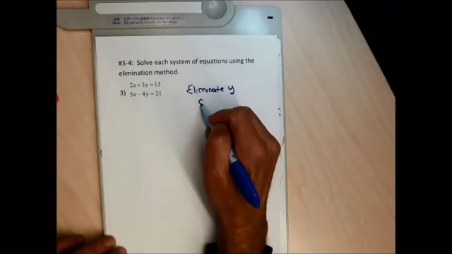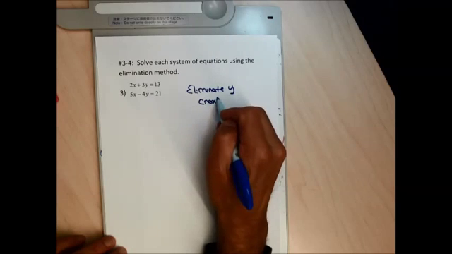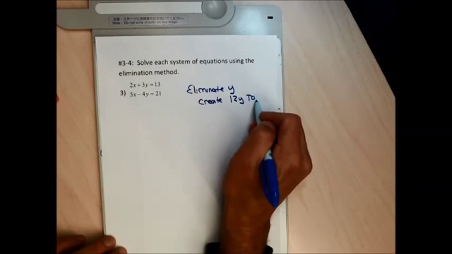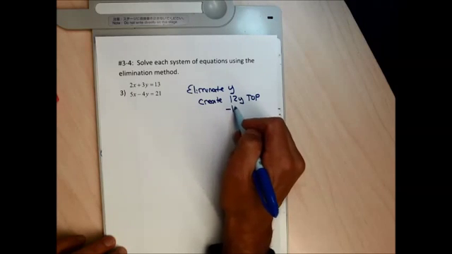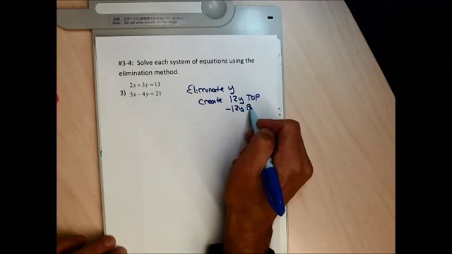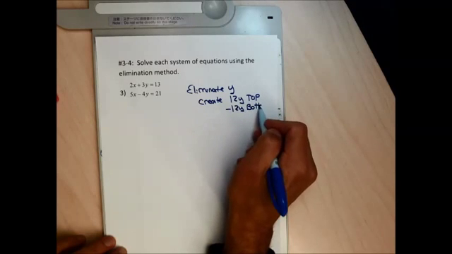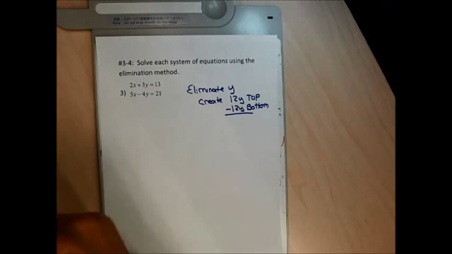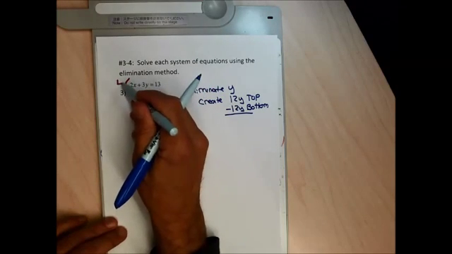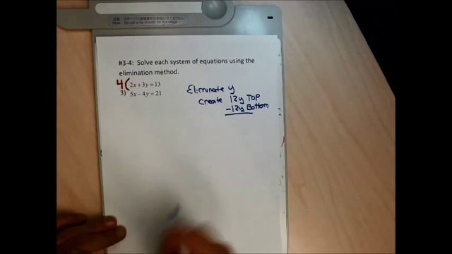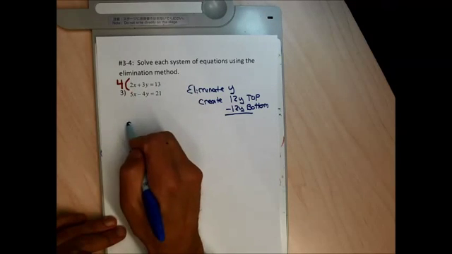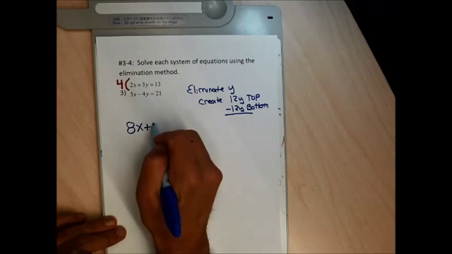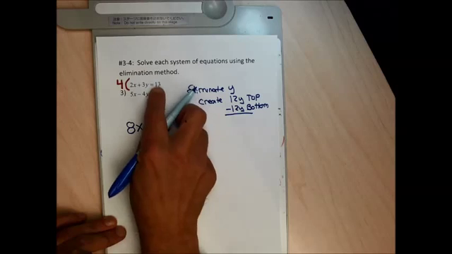And what I'm going to do is create a positive 12y in the top equation and a negative 12y in the bottom equation, because when I add those together, the y's will cancel. To create a positive 12y in the top equation, I'm going to multiply everything in the top equation by 4. So I'm going to go 4 times 2x, 4 times 3y, and 4 times 13.